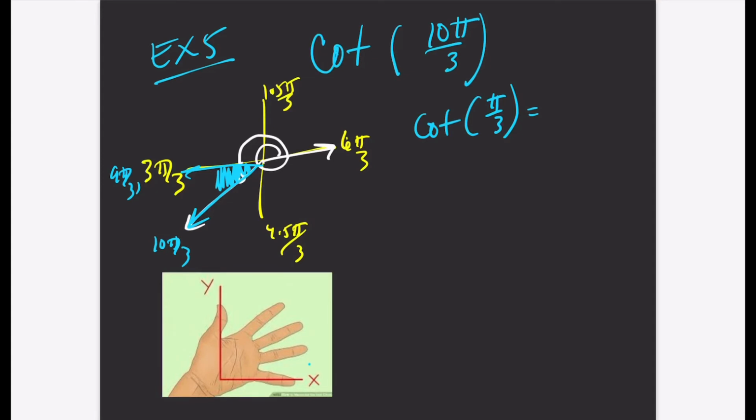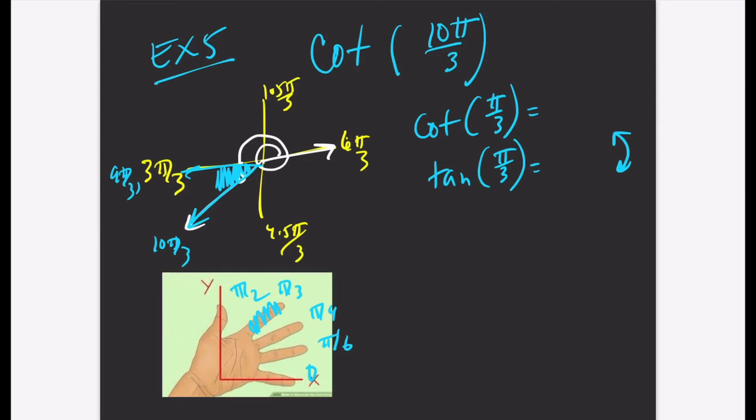Let me label it. We are using pi over 3, so hold your index finger back. Now we're doing cotangent. Remember, cotangent is the reciprocal of tangent. So we are doing the tangent of pi over 3. Once we get that solution, we are going to find the reciprocal of that.